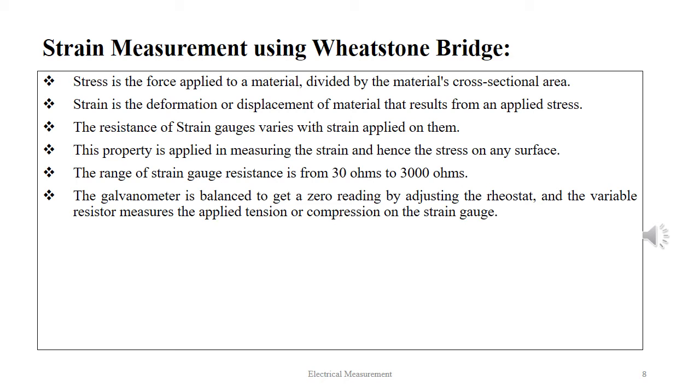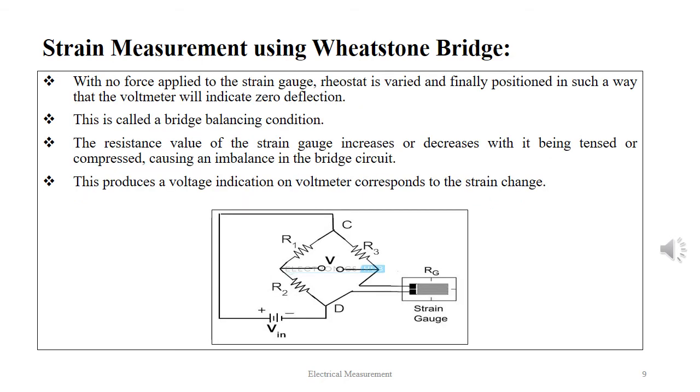The galvanometer is balanced to get a zero reading by adjusting the rheostat, and the variable resistor measures the applied tension or compression on the strain gauge. With no force applied to the strain gauge, the rheostat is varied and finally positioned in such a way that the voltmeter will indicate zero deflection. This is called a bridge balancing condition.